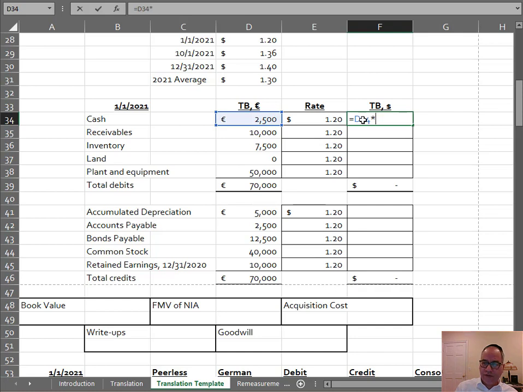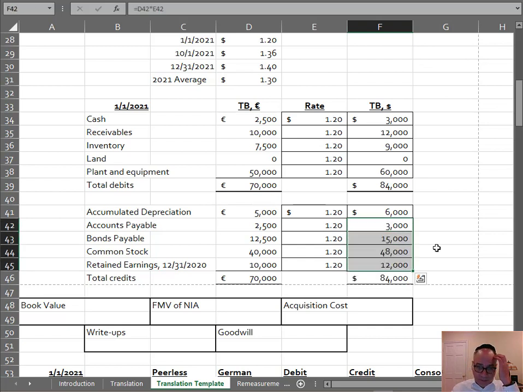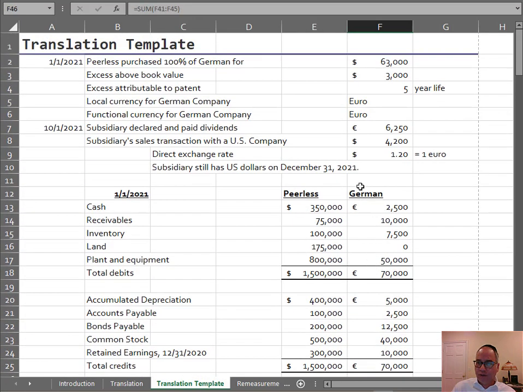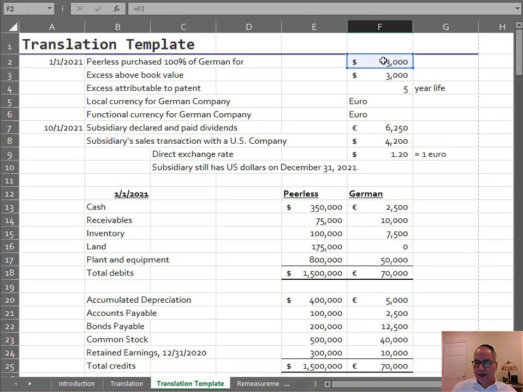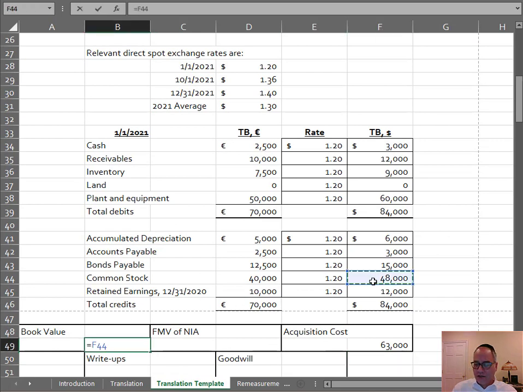To multiply this across, 2,500 times $1.20 is 3,000. 5,000 euro times the $1.20 exchange rate is 6,000. And then multiply everything across like so. This is actually quite simple, but this is just on the date of acquisition. We're trying to figure out here what we bought. This is what's on their books. Now that we know the dollar value, we can compare it to how much they paid, which was $63,000. If we work up this little chart, we know the acquisition cost was $63,000, and the book value in US dollars, the common stock plus retained earnings, is $60,000.